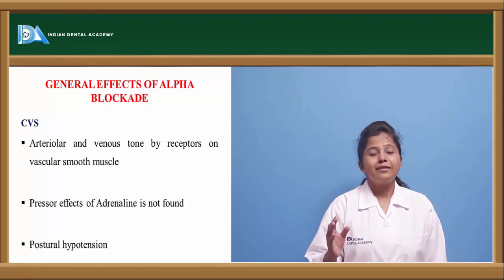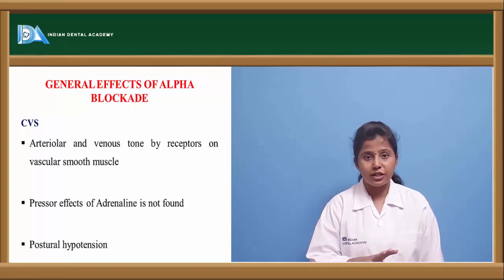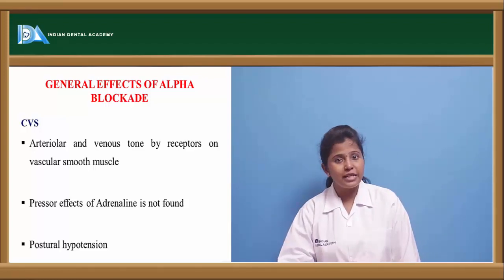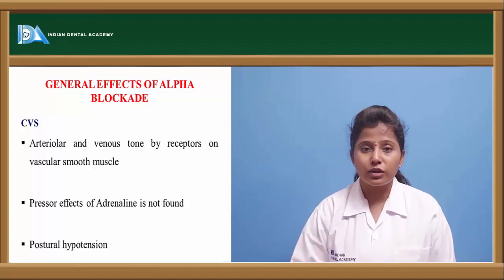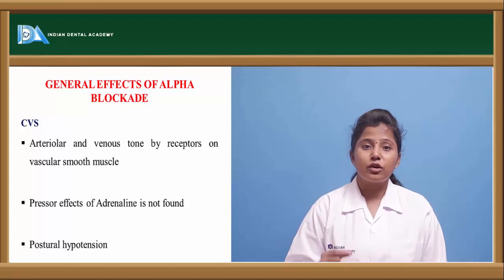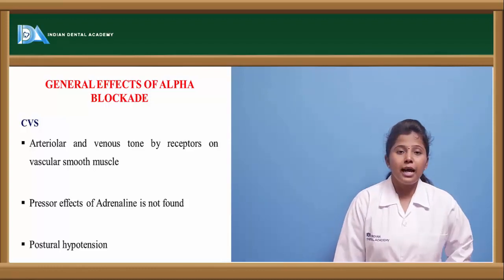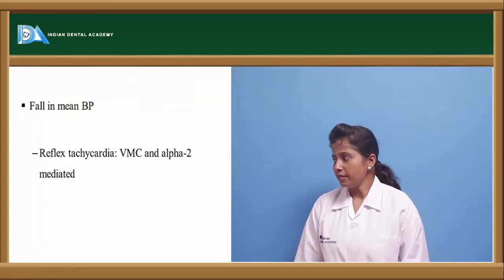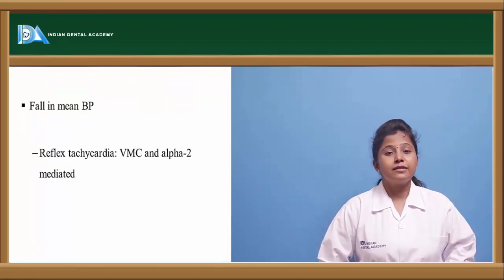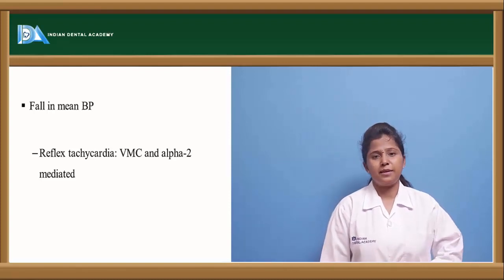So here, in case of adrenaline, if noradrenaline is released, then it shows a constriction action. But if adrenaline is released, there will be no constriction of vascular smooth muscle. So even the effects are based on which neurotransmitter is released, and it shows postural hypotension. And there will also be a fall in blood pressure. So why does this fall in blood pressure take place?